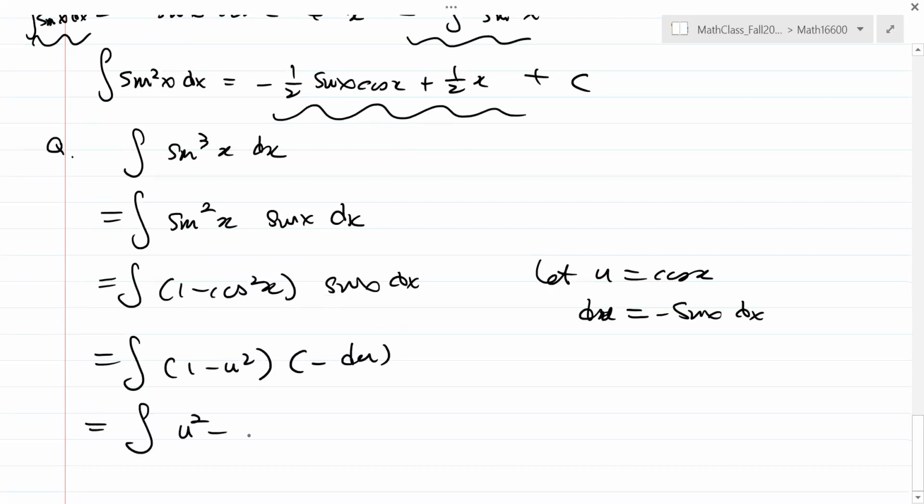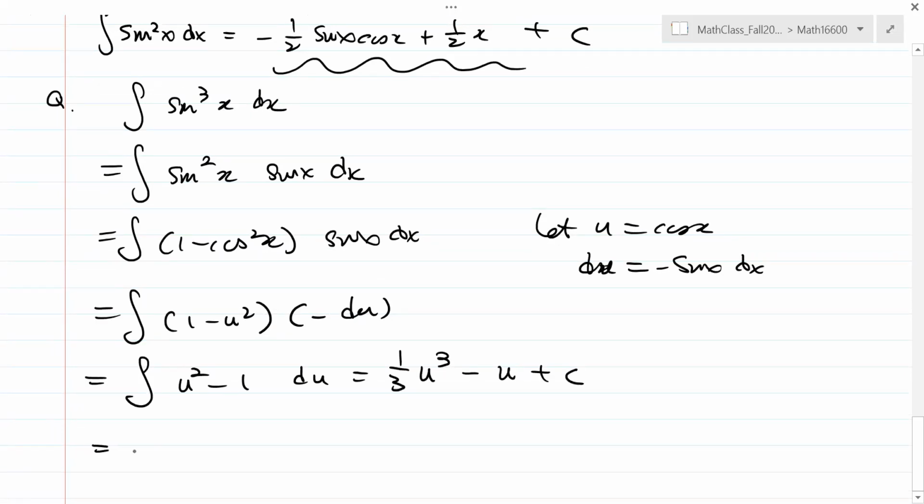Integral of u square minus 1 du, the antiderivative is 1 third u cube minus u plus a constant, right? So what is u? u is cosine x, so we get 1 third cosine cube x minus cosine x plus c. Okay, great. So this is our answer.